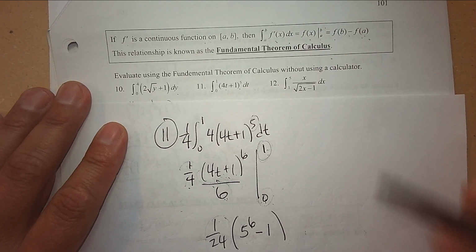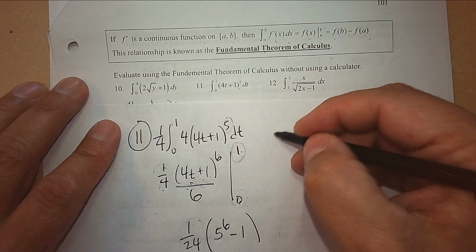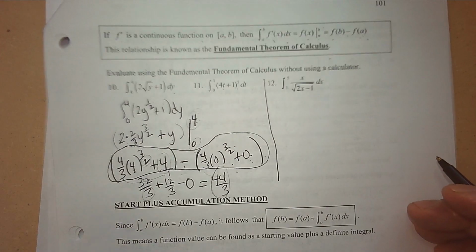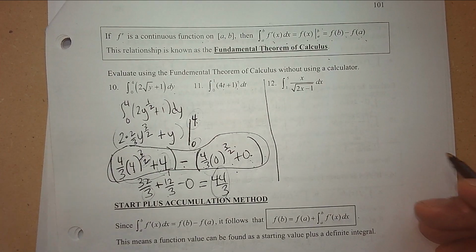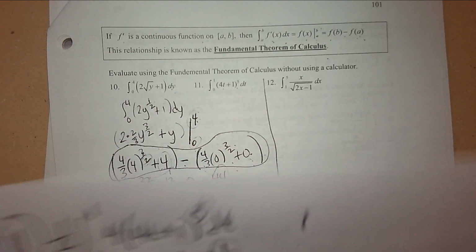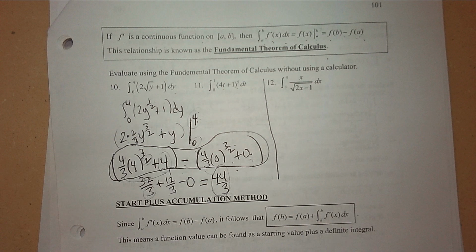Number 12. Do I have room? Here, I'll do it on here. I got room for number 12 here. Maybe. No, let me do it here. Number 12 is a longer one. I'm going to fold this up. In this sheet of paper, I'll scan it so you can see it.